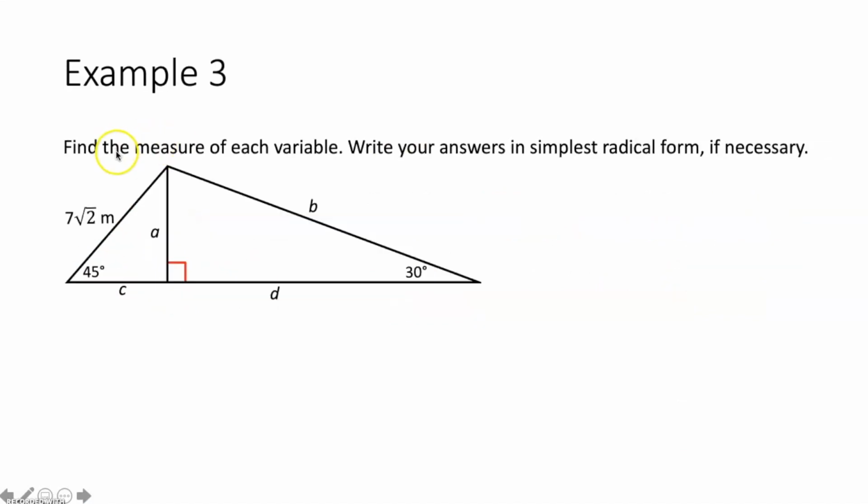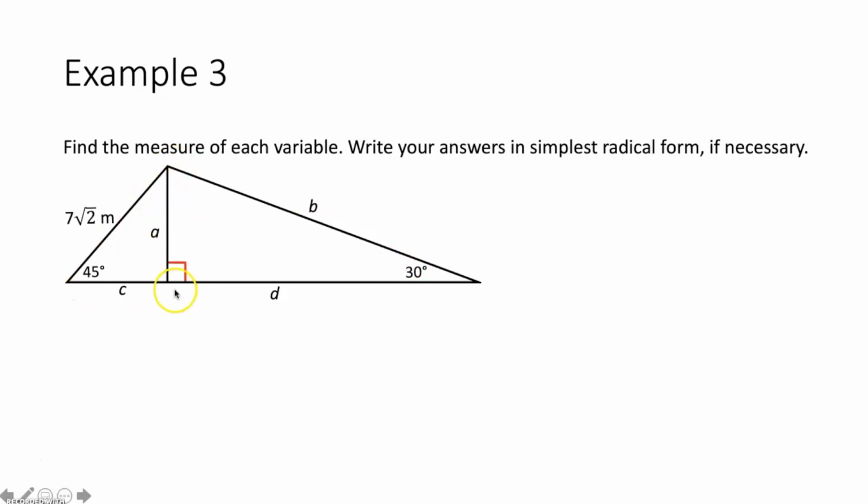Now, example 3 says find the measure of each variable, write your answer in simplest radical form if necessary. So this is pretty crazy. We have one really big triangle with 4 different variables that we need to find. Because we're only given this one side length right here, this 7 rad 2 meters in our big triangle, I'm going to break this big triangle down into 2 smaller triangles and see if I can use some of the theorems that we were talking about earlier today.